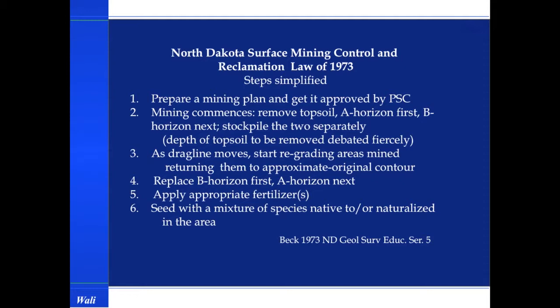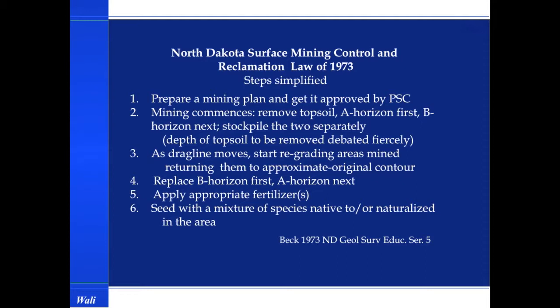In 1977, the United States government passed a federal law after Jerry Ford vetoed it twice in his presidency. President Jimmy Carter signed it on August 3rd, 1977. And the name of that law, as I'm going to show you in a moment, is the Surface Mining Control and Reclamation Act of 1977. It's the same thing.